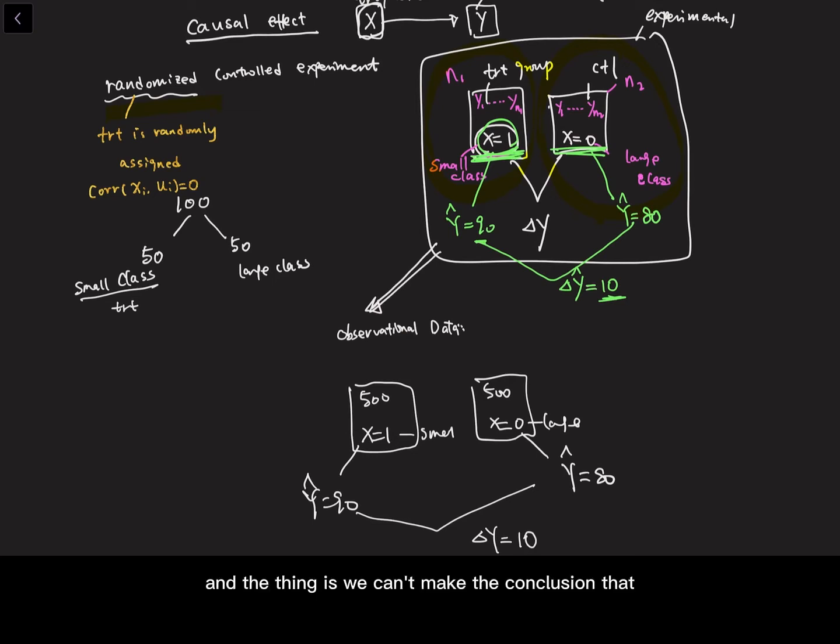And the thing is, we can't make the conclusion that the reason we got a 10-point difference is because of class size. Why? Pause this video, think about it. Because maybe there's some other difference between the two groups. Maybe this group of students in a small class, their family income is a lot higher than their counterparts. That means family income is higher, and their parents give the students a lot of outside-school learning opportunities. This group of students, the average family income is lower. They have much fewer learning opportunities outside school.